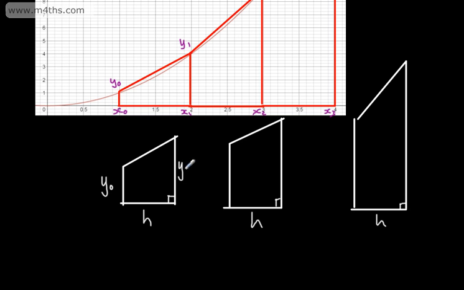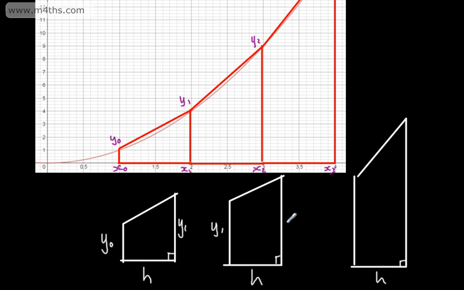Now this length is going to be y1. It's going to be the y coordinate when we evaluate x1. That height just there is y1. This height just here is going to be y2. So clearly the next trapezium is going to be y2, and then this one is going to be y3.